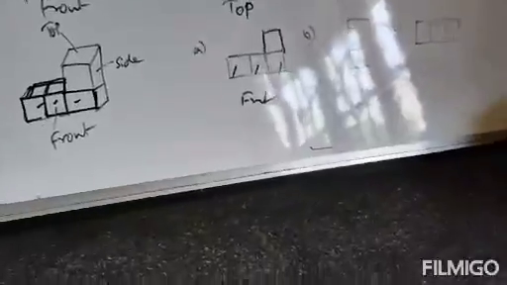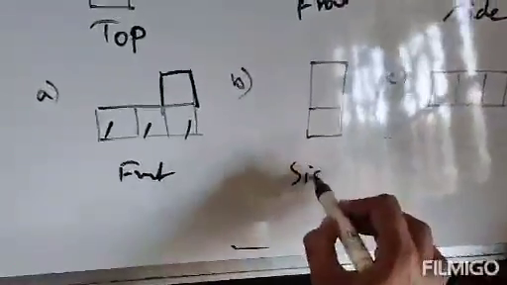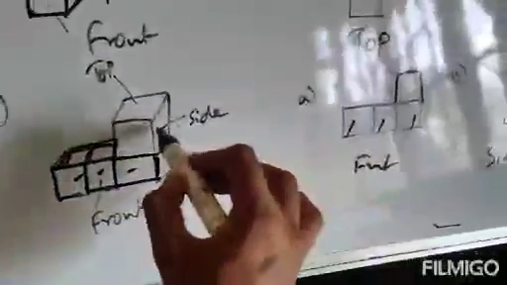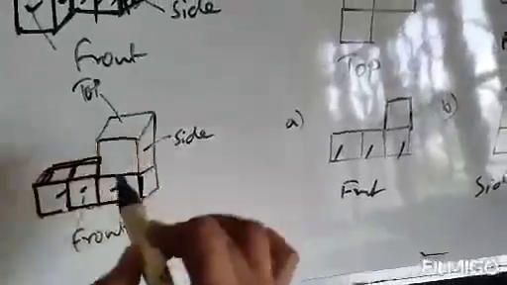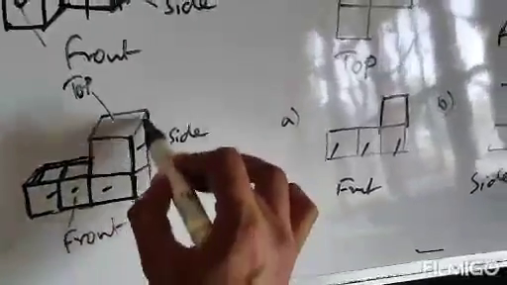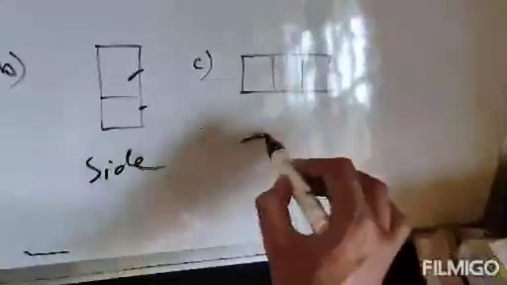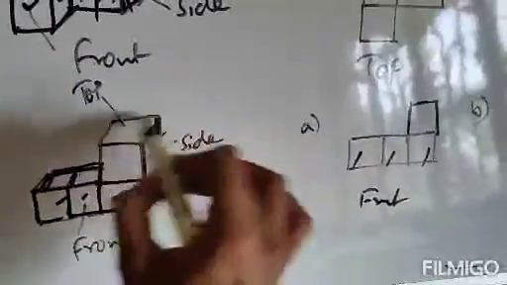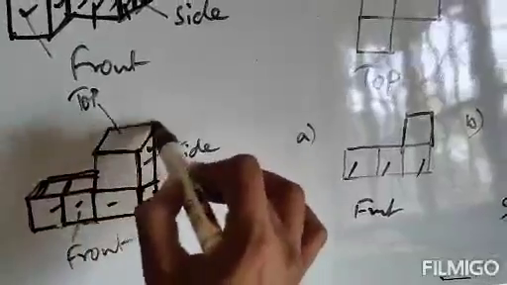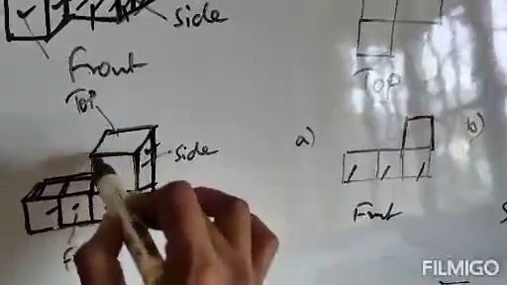Next, option number B. It is the side view. Now see the side view. The side portion is marked here. So this is the side view. 2 blocks are there, 1, 2 blocks. So that is the side view, and the remaining will be the top view. In top view, there are 3 blocks. So see, this is the top view given. 1, 2, 3 blocks are there. So that is the top view.